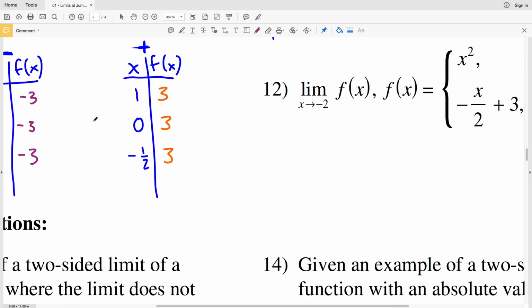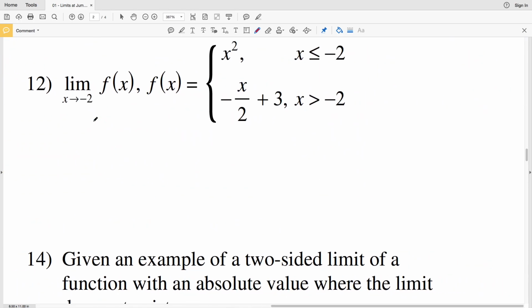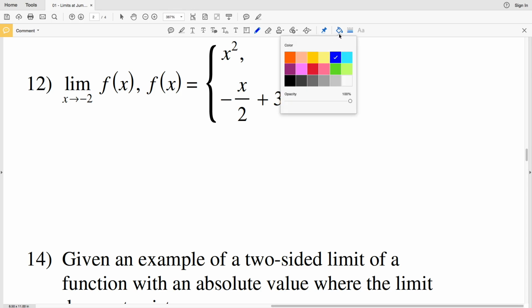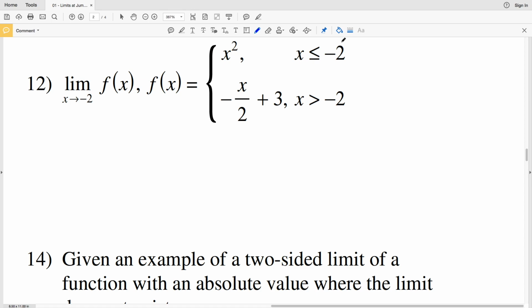Now moving on to number 12, we have the limit of f of x as x approaches negative 2. So we're going to look at it as it approaches from the left and as it approaches from the right. If those are equal, then the limit exists and has a value.